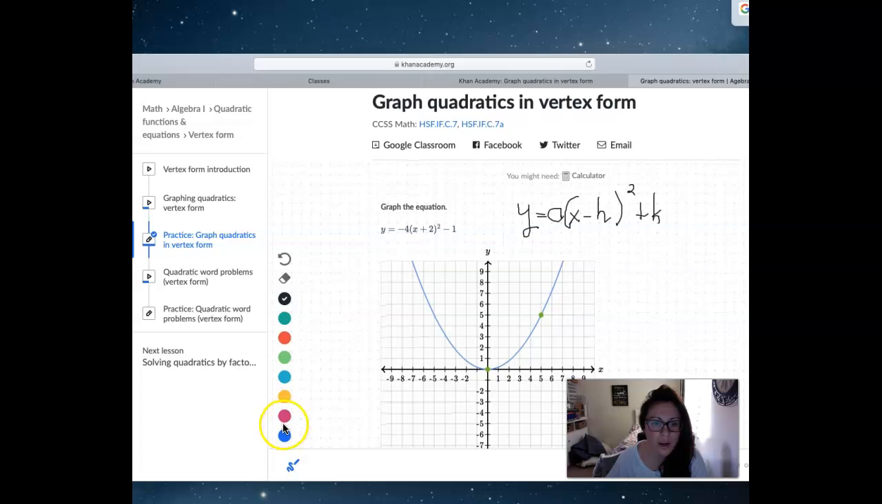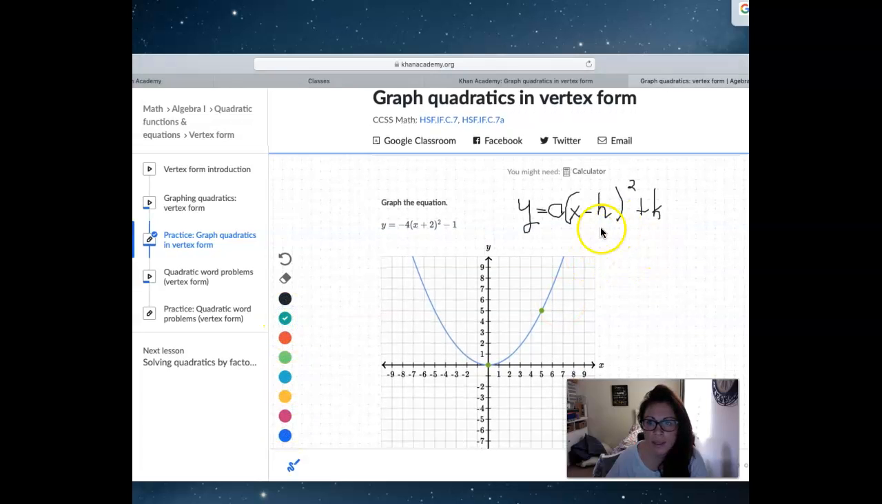We know that our vertex is at the opposite of whatever h is, and k stays the same. So as an ordered pair, this becomes our x, this becomes our y, and that's our vertex. So you'll see the vertex at h comma k, not x comma y, but it's the idea. So opposite of a negative h is a positive h, and k, whatever that value, will stay the same.